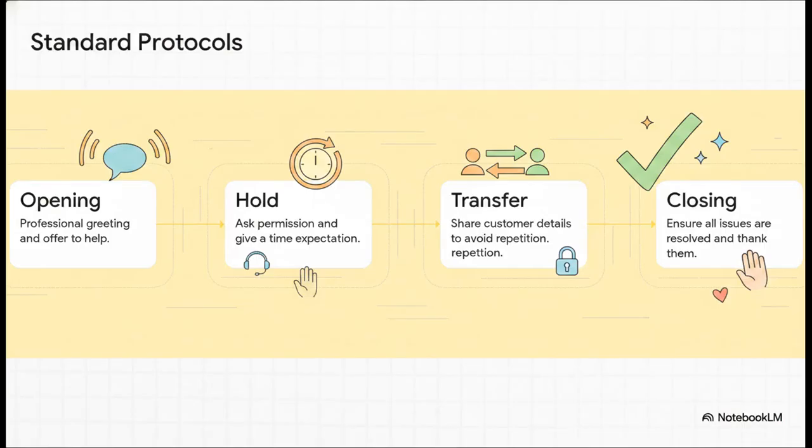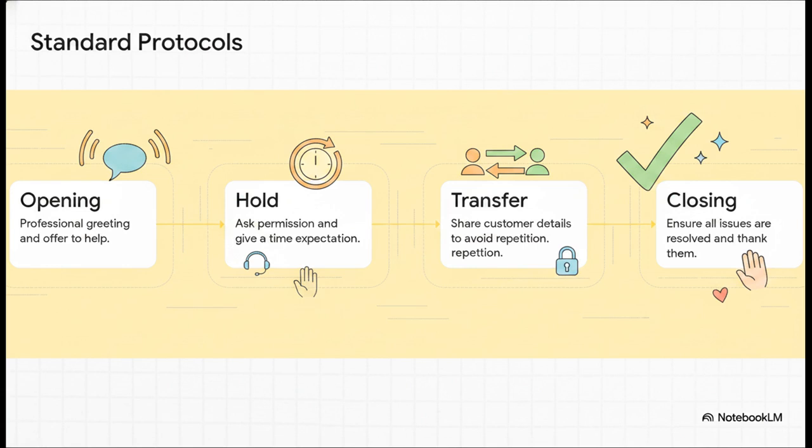Okay, Section 4, Standard Support Call Protocols. These 4 steps right here are the skeleton of a perfect support call. Step 1 is the opening, something like, "Drytis support, this is Alex, how can I help you today?" It needs to be crisp, energetic, and professional. Step 2, if you need a minute to research something, is the hold. You'd say, "May I place you on a brief hold for about 2 minutes?" Always ask for permission and give them a clear time expectation.